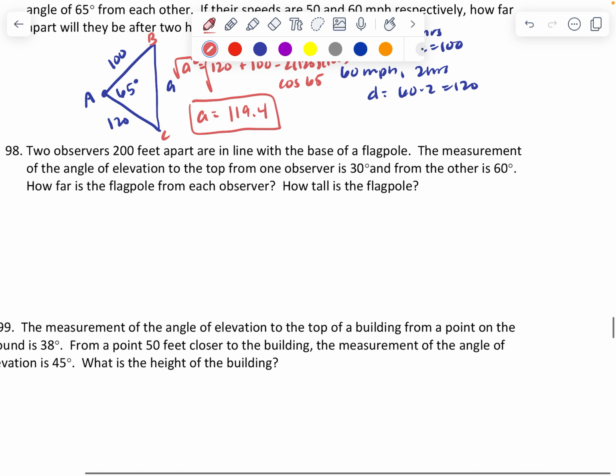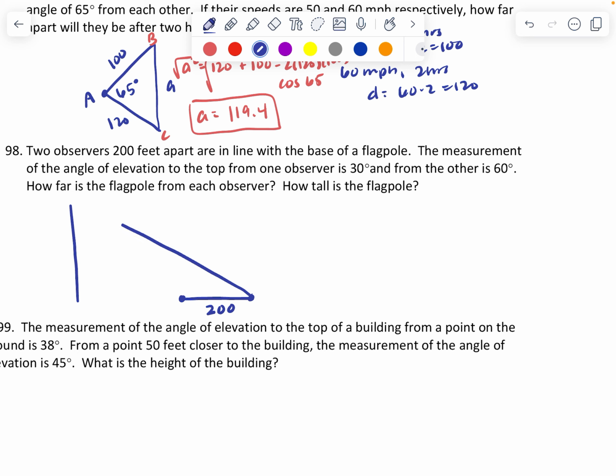Okay, number 98. Two observers 200 feet apart are in line with the base of a flagpole. So here's your flagpole, and there's an observer here, and there's an observer here, and they are 200 feet apart. The measurement of the angle of elevation to the top from one observer is 30 and from the other is 60. So the question is, who's 30 and who's going to be 60? Well, the 60 is the bigger one. If you're standing closer to something, you're going to be looking at it at a bigger angle. So it's got to be this way.